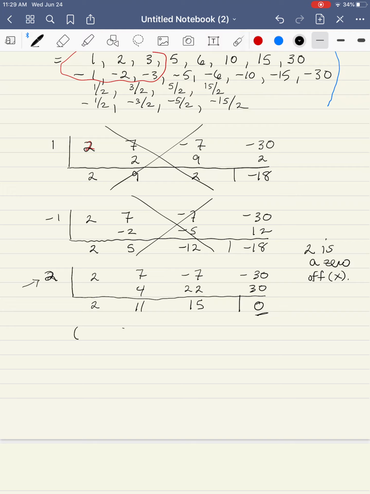So what I just did here is I divided out the factor that went with positive 2 is a 0, and I was left with a quadratic quotient. So I want you to see if you can write the factor that I just divided out with that synthetic division and the quadratic quotient that was left from the synthetic division. Pause the video, write that, and then start the video again.